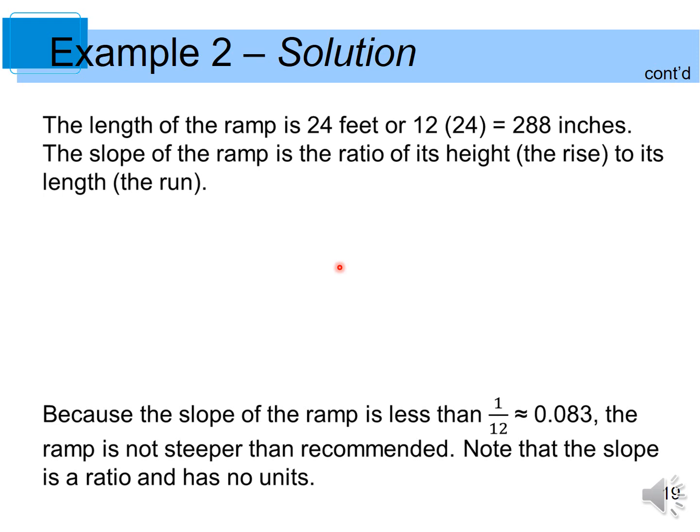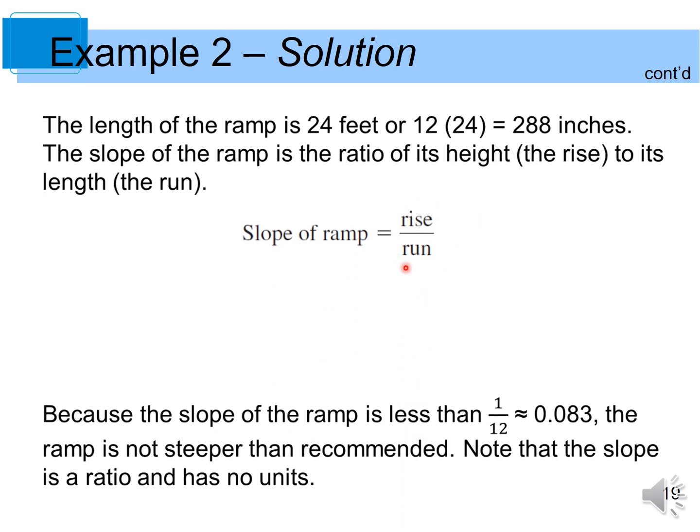Firstly, you know the value given is a slope which has no unit. So you should know the horizontal and the vertical axis must have the same unit. Then the first step, you change the 24 feet into inches. So you multiply by 12, then you get 288 inches. So the slope of the ramp is a ratio, because it has no unit, of its height to its length.